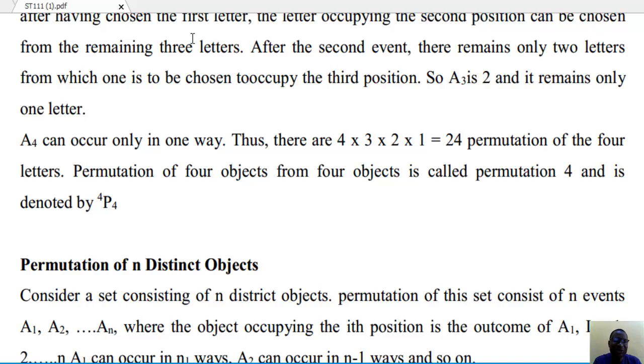24 permutations of the 4 letters, and it's written like this. So how many ways can 4 letters be permuted? 4 letters out of 4 permuted. So it's going to be 24, with 4 times 3 times 2 times 1.